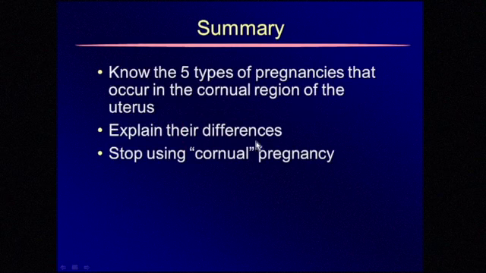So in summary, you should know the 5 types of pregnancies that occur in the cornual region of the uterus, where there is this mass effect that we can see from the outside with eccentrically located gestational sacs. We should be able to explain their differences anatomically, and hopefully we should stop using the word cornual pregnancy.